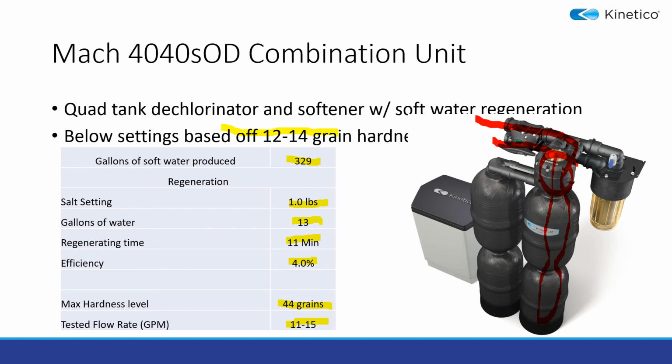This unit will come with 10-year warranty on all parts. However, the carbon bed in the dechlorinator is not warranted as it is a self-sacrificing media. At some point, the carbon will have to be replaced.